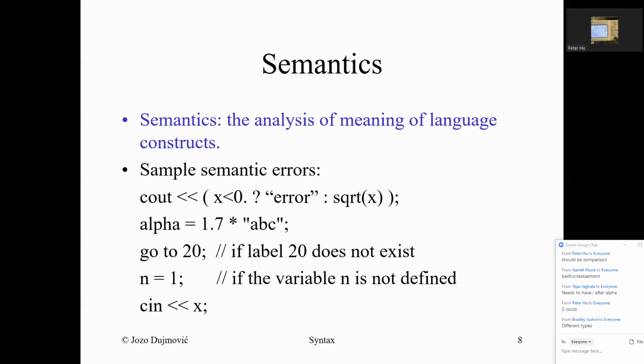So for this ternary, x less than 0 is fine because it's correct. But the output, the string error is a string, and the squared x is a number. So the output does not match. Okay, this is very, very close to the correct result. Very good.